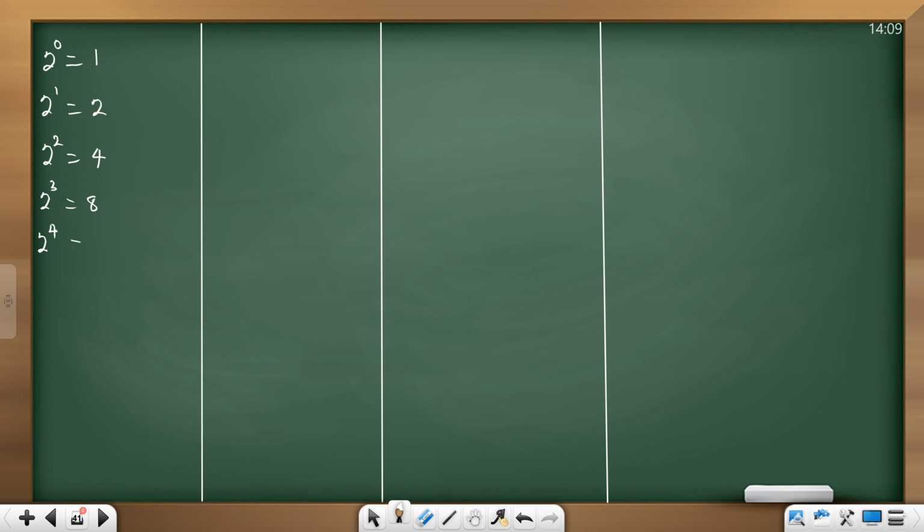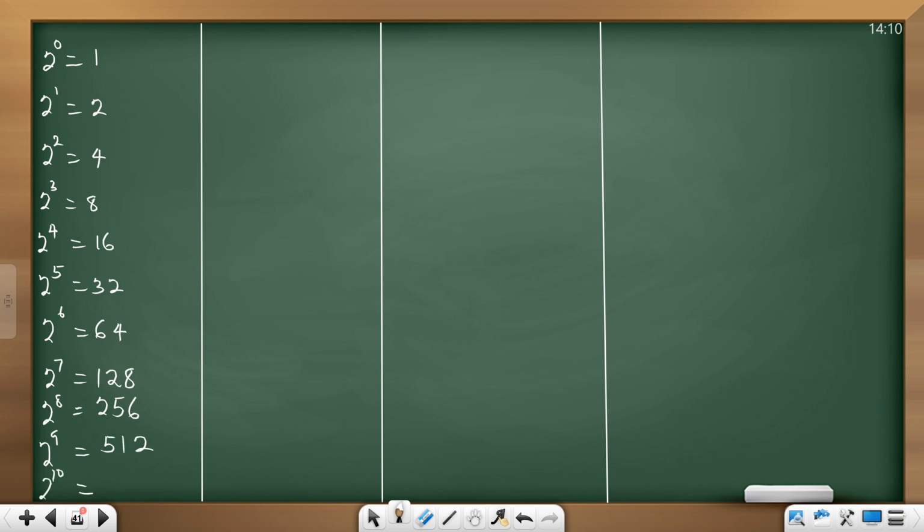2 to the power 3, 8. 2 to the power 4, 16. 2 to the power 5, 32. 2 to the power 6, you must know it's 64. 2 to the power 7, 128. 2 to the power 8, 256. 2 to the power 9, just practice these things, 512. And 2 to the power 10 is 1024.